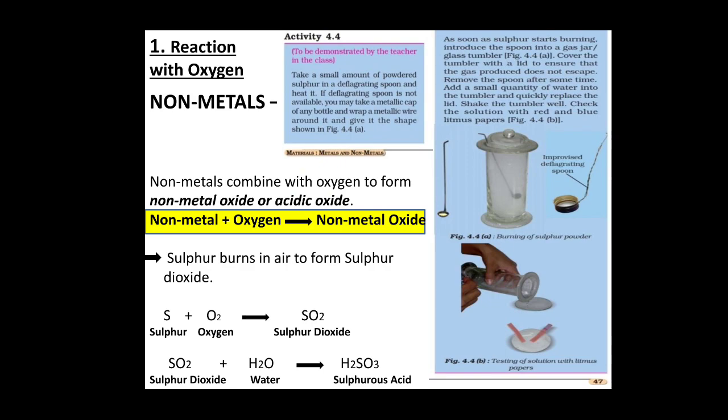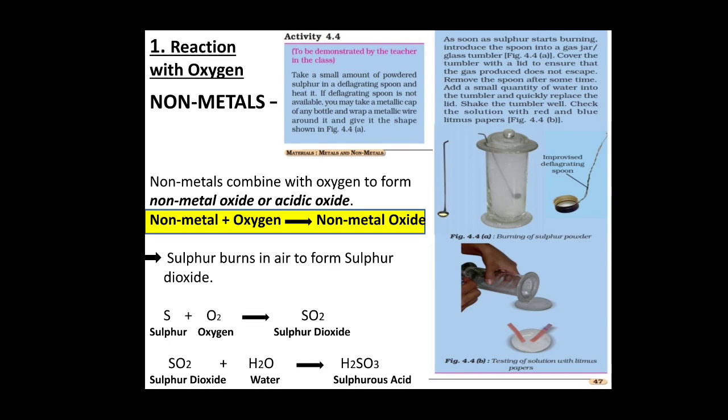As soon as the sulfur starts burning, introduce the spoon into a gas jar or glass tumbler and cover the tumbler with a lid to ensure that the gas produced does not escape. Which gas is that? That is sulfur dioxide. Remove the spoon after some time, add a small quantity of water into the tumbler and quickly replace the lid.